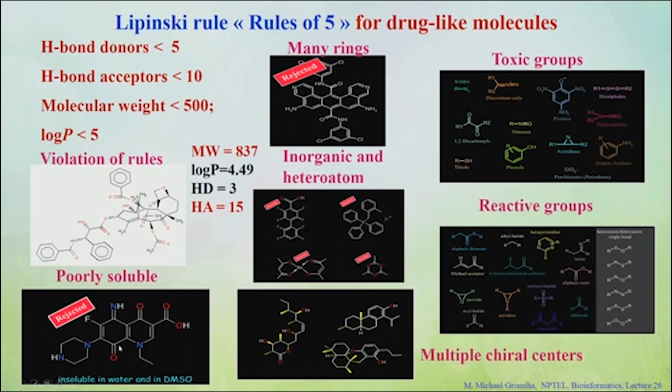Then the one here is rejected mainly because it is insoluble in water. Solubility is important, because if it is not soluble, you cannot drink it, so it is rejected. This one has many rings, so because of that they rejected this compound. Here you can see it depends on the inorganic elements and heteroatoms, so because of that reason they rejected this compound. Here there are several toxic groups, and several reactive groups, and in some cases multiple chiral centers. So, these are the various aspects by which we reject molecules which may not be drug-like.